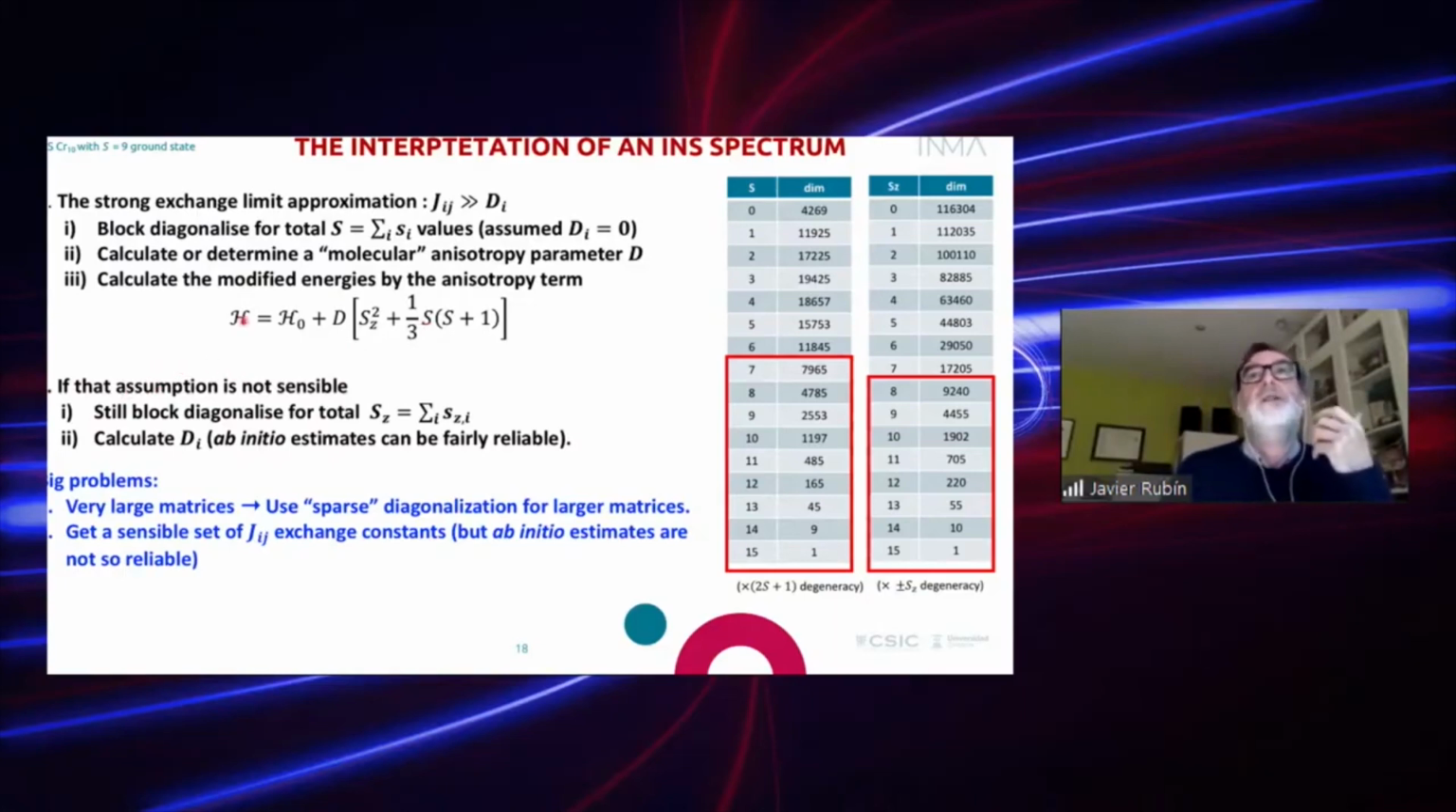The other possibility is when this is not sensible, because we are not sure that this is fulfilled. Then we can still block diagonalize the total spin when possible, and calculate the anisotropies of each spin. The problem is that we have very large matrices here, even for any of the cases. So what we do is fully diagonalize in the case of not very large matrices, and we use sparse diagonalization for larger matrices.